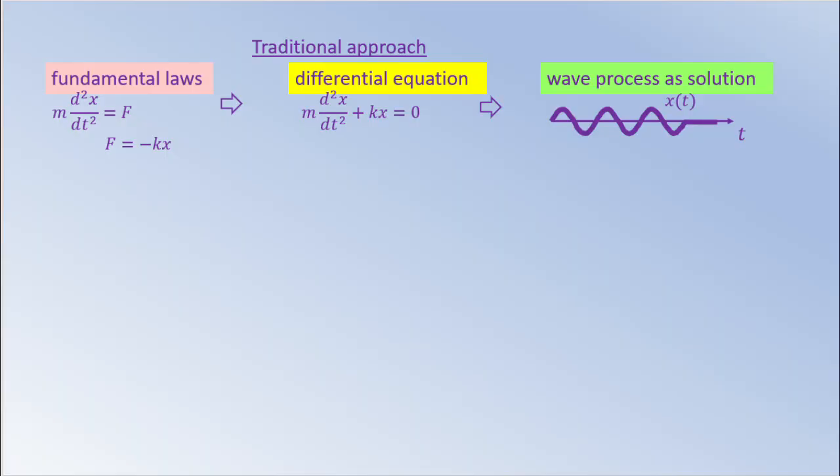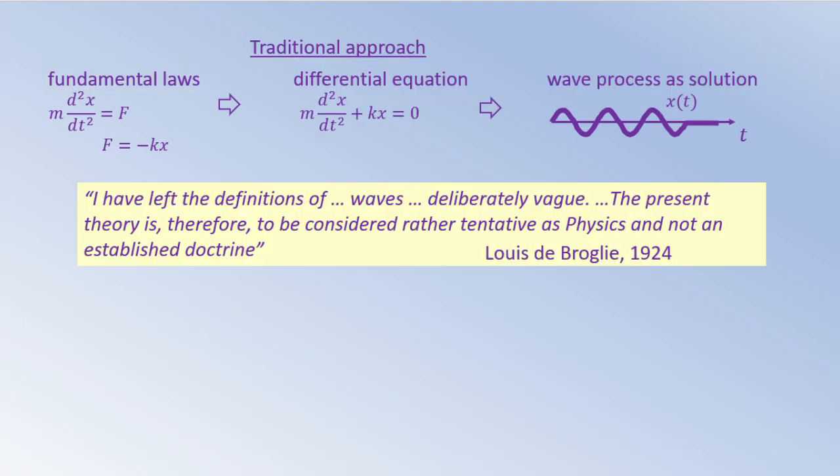Thus, there was a need to derive the differential equation for de Broglie waves, but there was a problem. Suitable fundamental laws were not known. It was not even known what actually oscillates in these waves related to atomic particles. Louis de Broglie ended his work with just amazing words: "I have left the definitions of waves deliberately vague. The present theory is therefore to be considered rather tentative as physics and not an established doctrine." But fortune favors the brave.